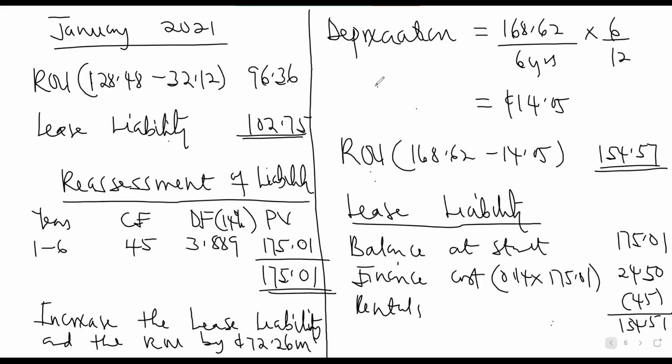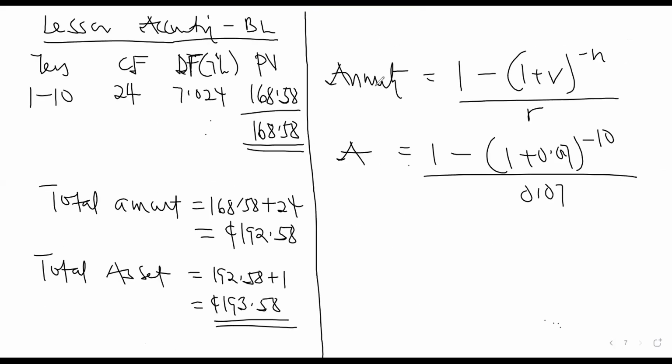But what is the value of the asset in our books? 154.57. Okay. So let's find a gain on that particular transaction. Please, before you proceed, where is the direct cost of 1 from? It's in the question. The lessor incurred direct costs. Okay, sir. Okay.